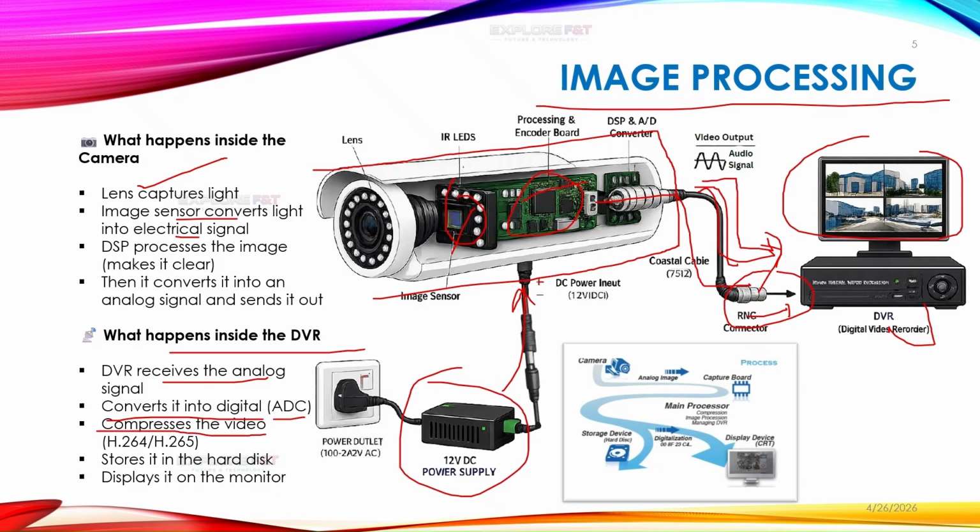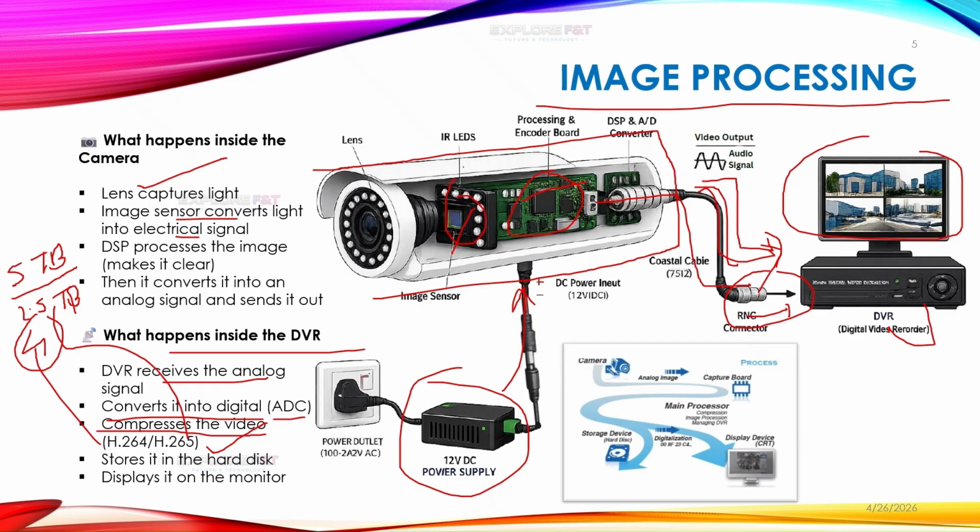Either they can use H.264 or H.265. If you use H.264, suppose it uses 5 TB of storage. If you go with H.265, it will reduce the storage capacity by up to 50%, so it will take just 2.5 TB of storage. This is the modern technology they are using currently.